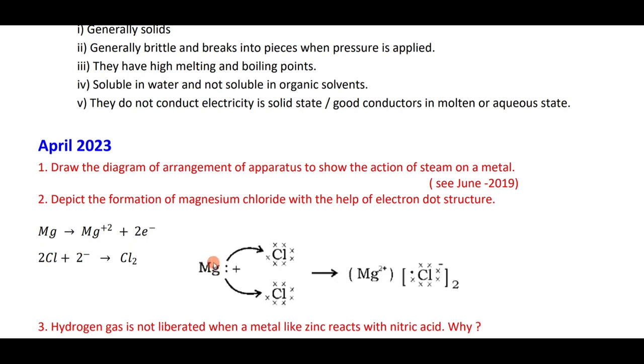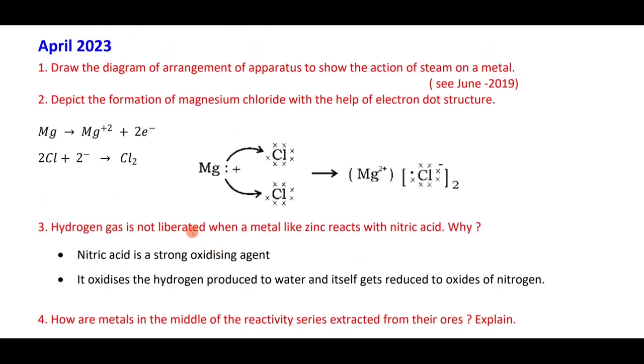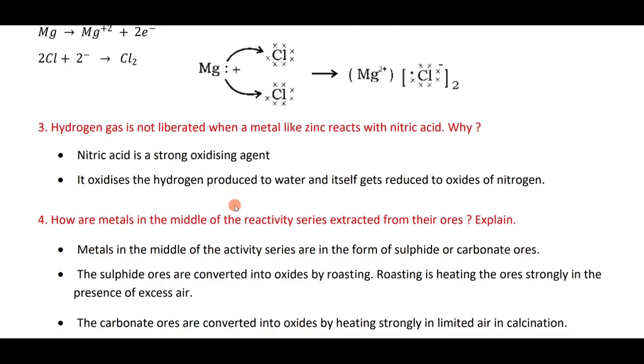Hydrogen gas is not liberated when a metal like zinc reacts with nitric acid because nitric acid is a strong oxidizing agent. The hydrogen produced is oxidized to water and itself reduces to oxides of nitrogen.